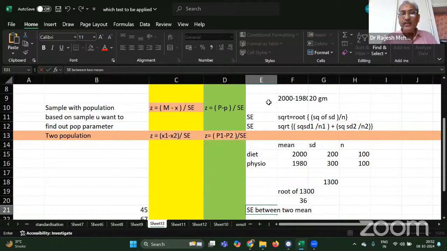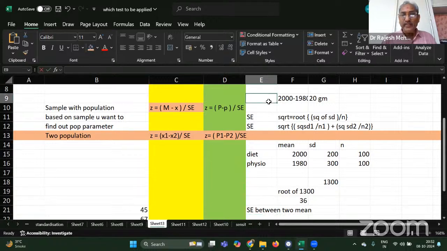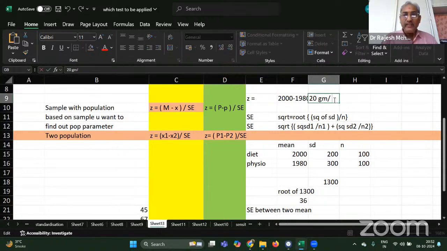But in this case, what we have, look at this. What is the Z over here? So Z equals, here the mean is 2000, another is 1980. So the difference is 20 gram, and that we divide by 36. That means it is less than 2. It is less than 2. So because Z is less than 2, we say that there is no significant difference between diet therapy and physiotherapy.